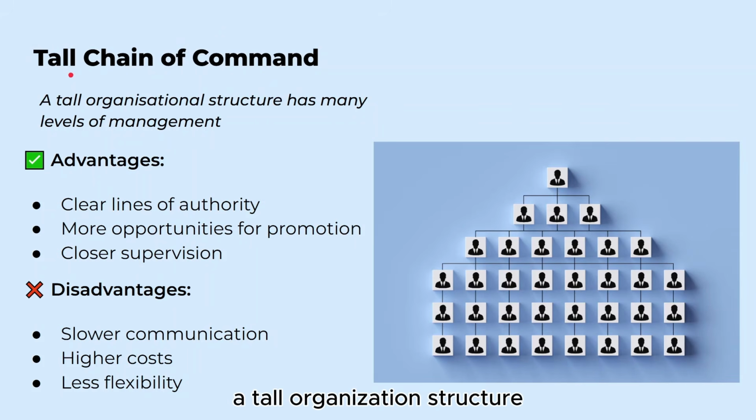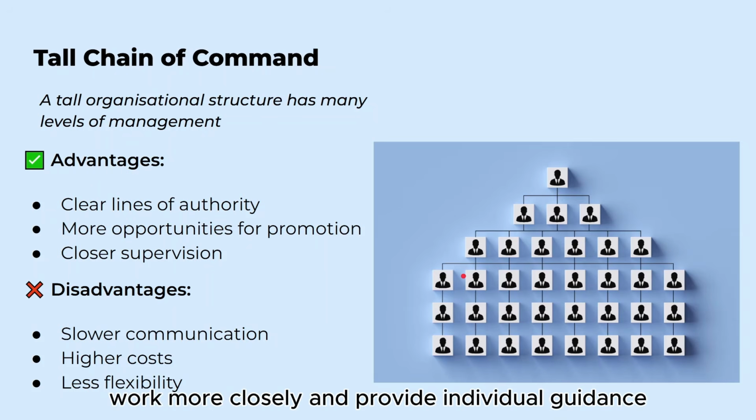A tall organizational structure has many levels of management and therefore a long chain of command. It is typically found in large or traditional organizations. In this type of structure, the employees understand their roles and who they report to, reducing confusion and conflict. More opportunities for promotion, because there are many levels and employees can move up gradually, which can motivate staff. And there is also closer supervision. Managers have fewer people to manage, so they can monitor work more closely and provide individual guidance.